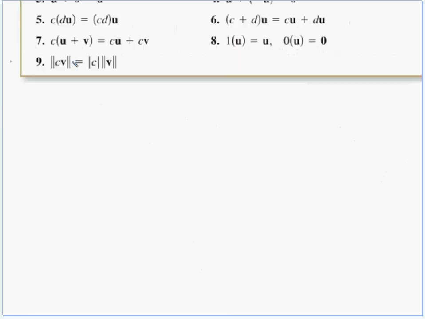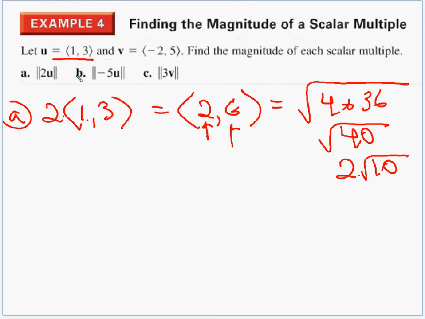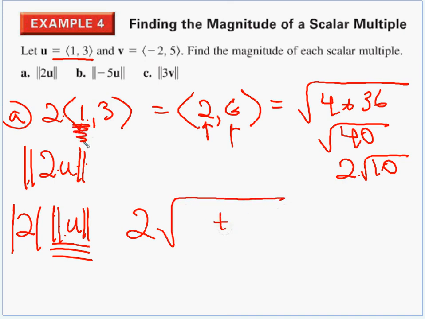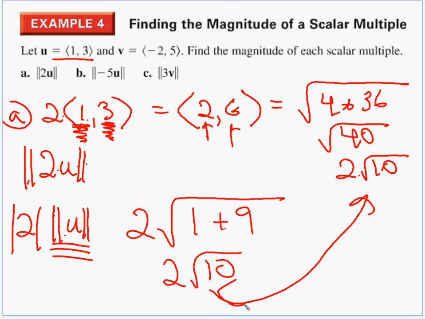Now, if we use this property here, it makes the work much easier. The magnitude of 2 times u is the same thing as the absolute value of 2 times the magnitude of u. Now, the absolute value of 2 is just 2, and we're going to multiply that by the magnitude of u. Remember, the shortcut for magnitude: just put a radical here and square this. 1 squared is 1. 3 squared is 9. 1 plus 9 is 10. Same answer that we got here.